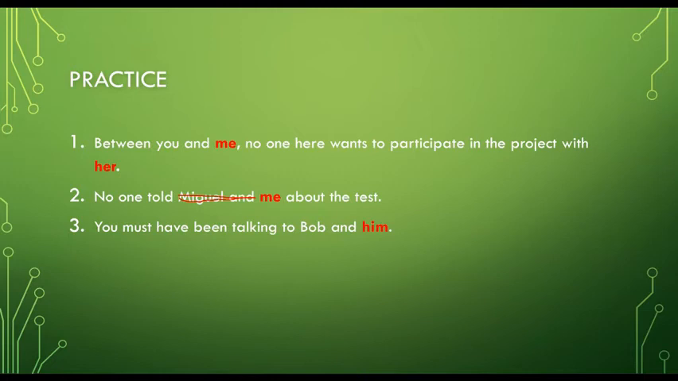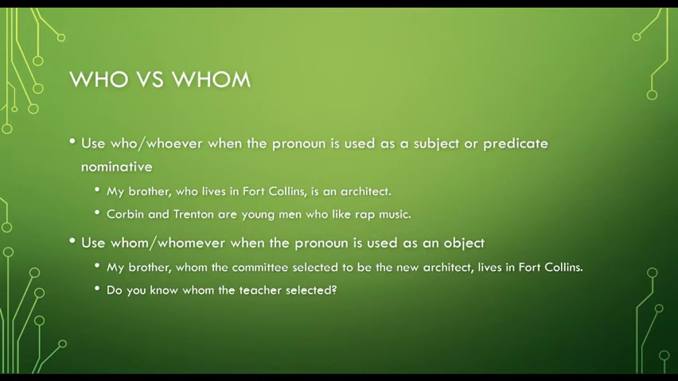You must have been talking to Bob and him. Okay, so again, I might cross this out. You must have been talking to him. You must have been talking to he. One, that doesn't sound right, and two, who has been performing the action in this? You, not Bob and him. So that's going to be in the objective case, not in the nominative case. So we know we're going to need to use "him."